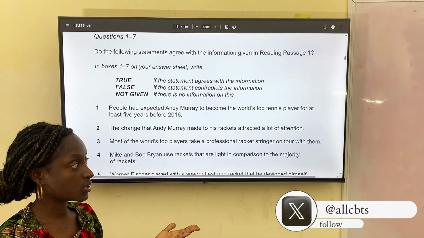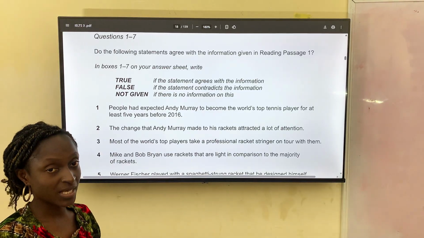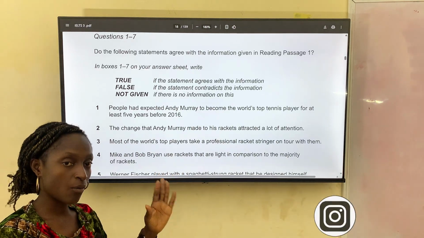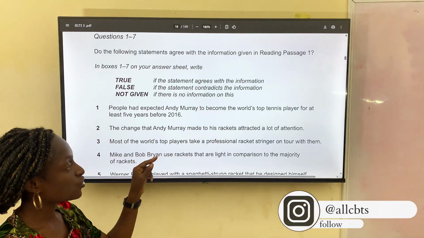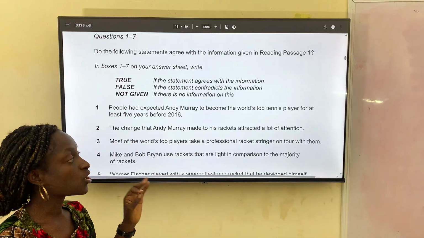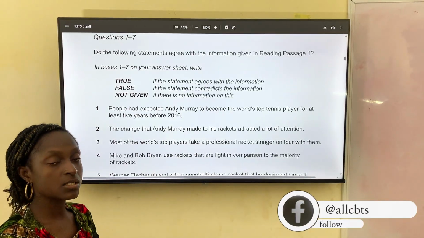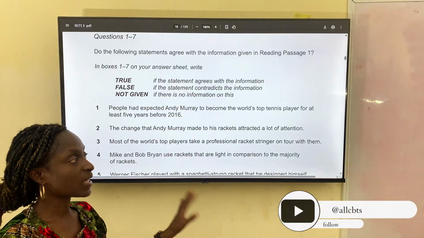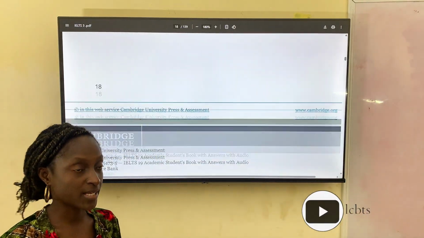People did not really notice that. The one that they noticed was that he had a top tennis player on his team. That was the one that was noticed. But the one to his racket was not noticed. So our answer is false. I hope that is clear. Okay, so now let's look at another example.